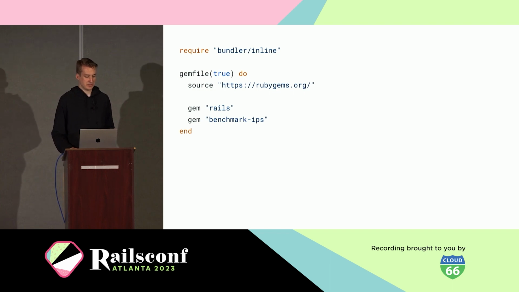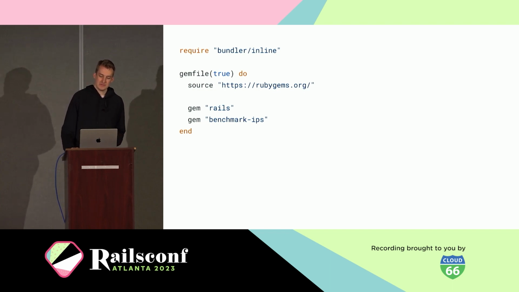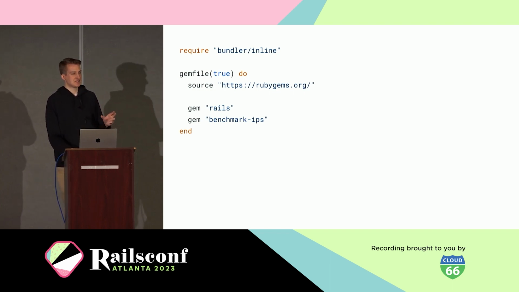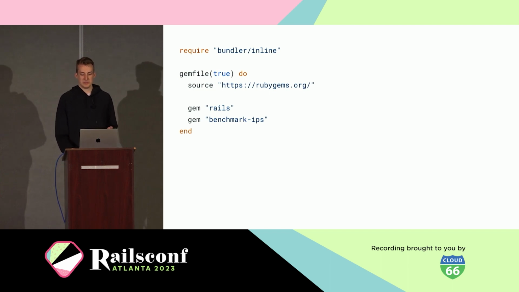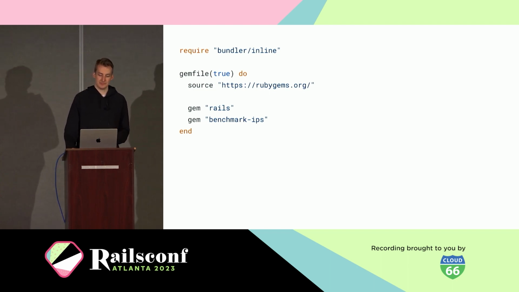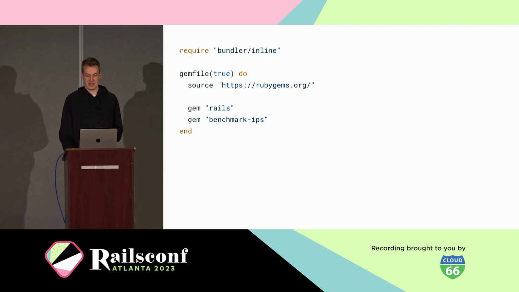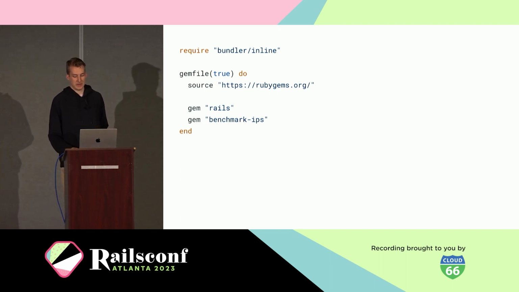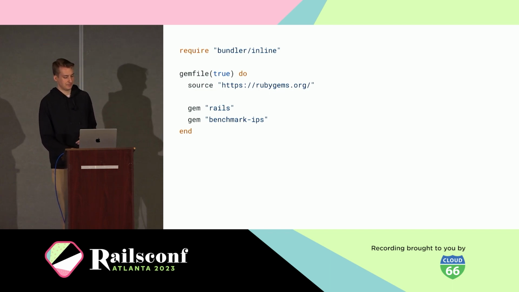The script starts out with an inline gemfile. This is what lets other people run the script as a single file, and Bundler will ensure that all of the dependencies get installed. In this case, we only have 2 dependencies, Rails and benchmark-ips, which is a great library for measuring the relative performance of methods.